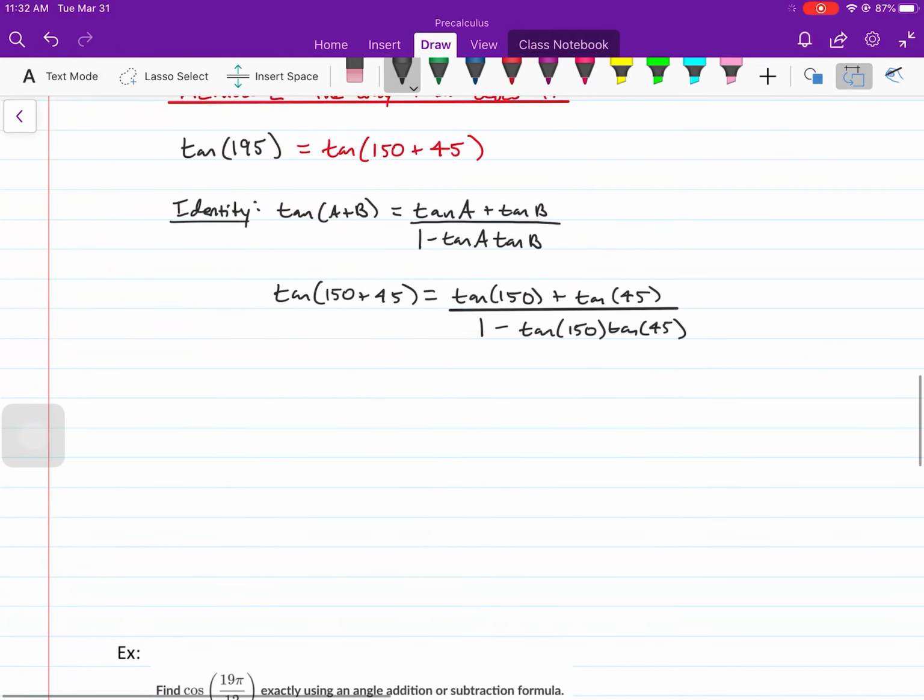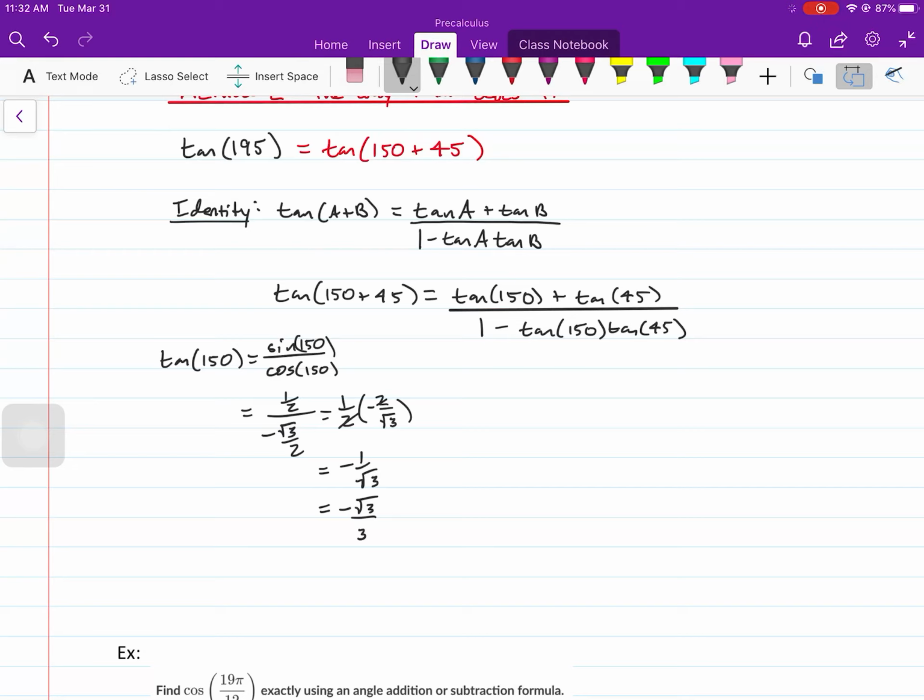Alright, so what is tangent of 150? Well, that's sine of 150 over cosine of 150. If you look at the unit circle, sine of 150 is 1/2, cosine of 150 is negative square root of 3 over 2, which equals 1/2 times negative 2 over square root of 3. The 2's cancel, and you get negative 1 over the square root of 3. Rationalize the denominator and get negative square root of 3 over 3. So kind of a pain, but that's what you get for that. And then tangent of 45 we should already know is just 1.